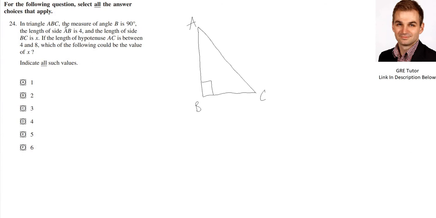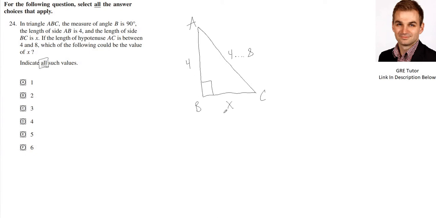And it says the length of side AB is 4, and the length of side BC is x. And then it says the length of hypotenuse AC is going to be between 4 and 8. So which of the following could be the value of x, and indicate all such values?